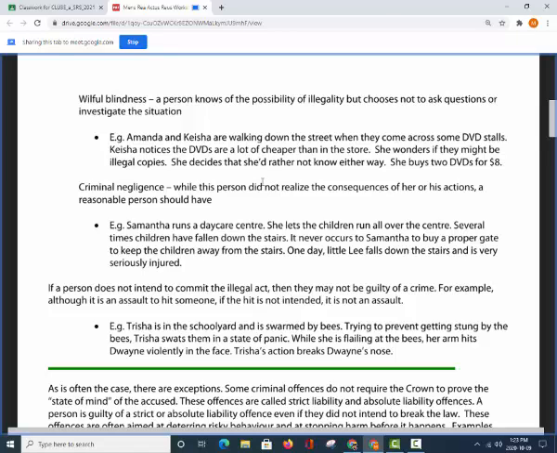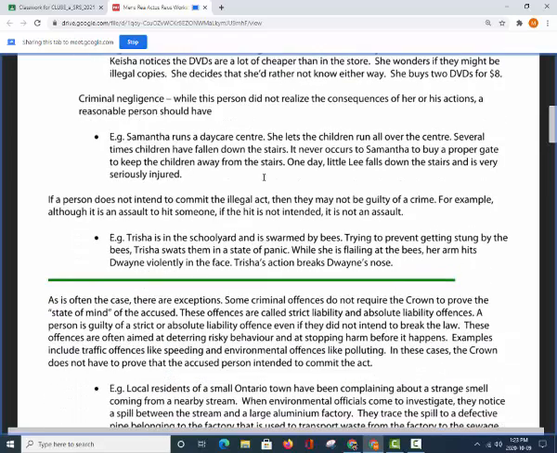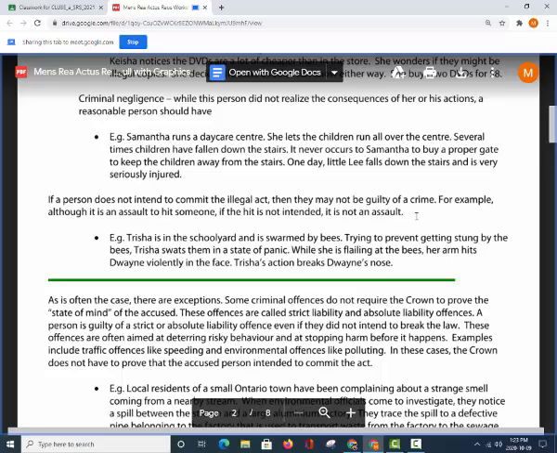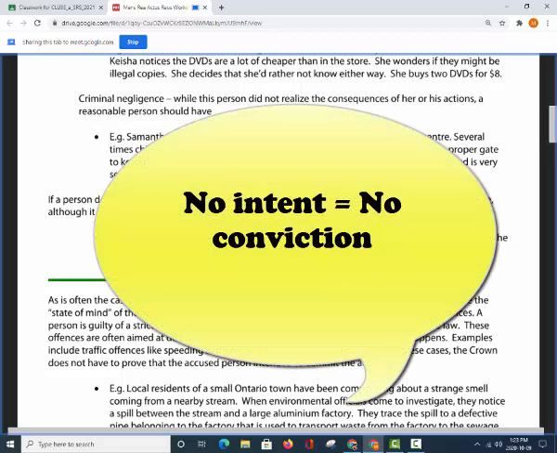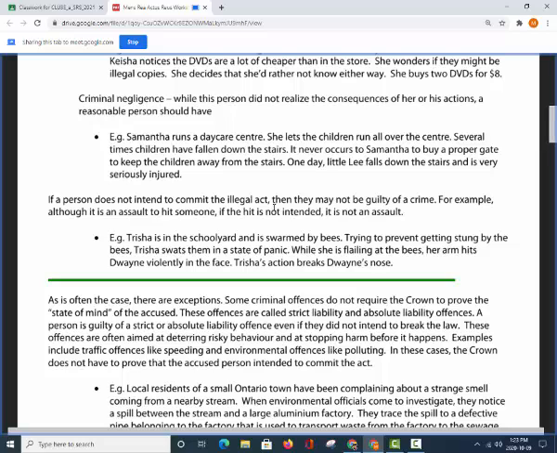So if none of these can be shown, this means that the person did not intend. So they did not meet the requirement of mens rea for it to be a crime. So there has to be the act, and there has to be the intent.